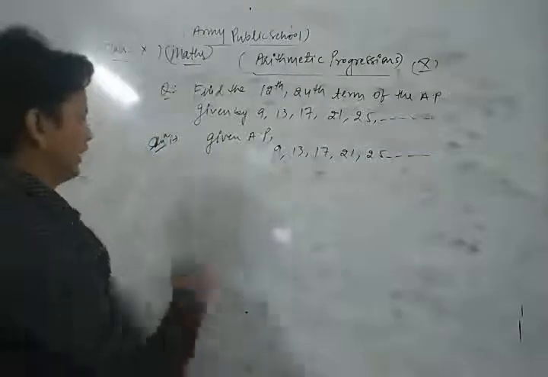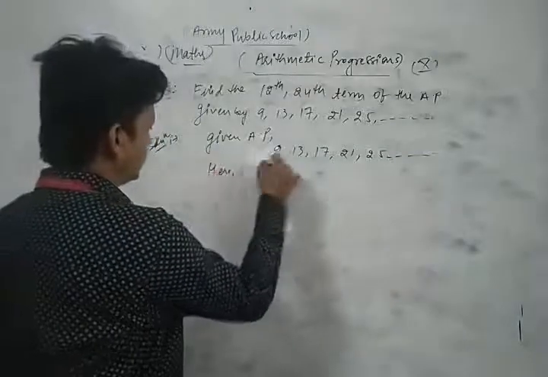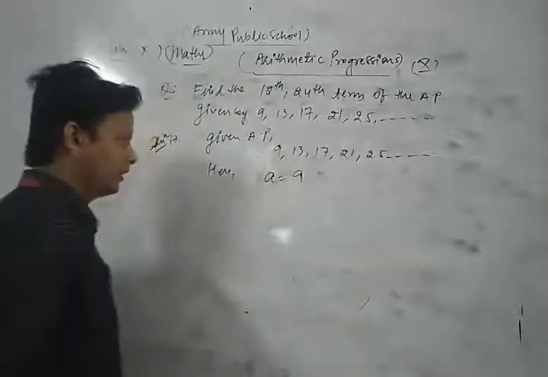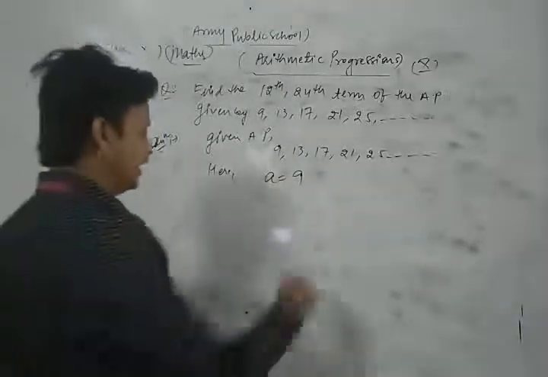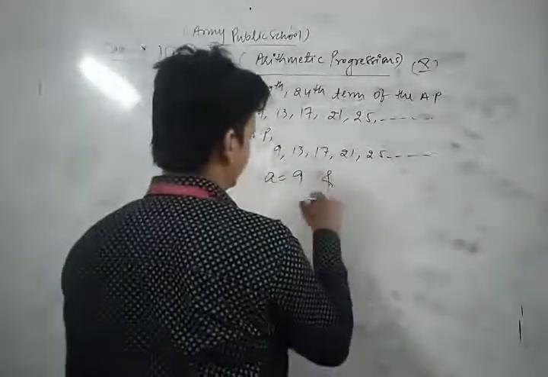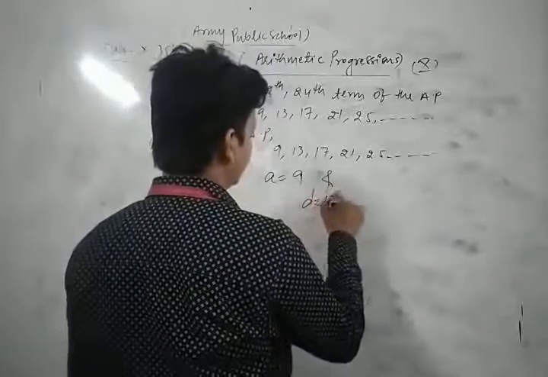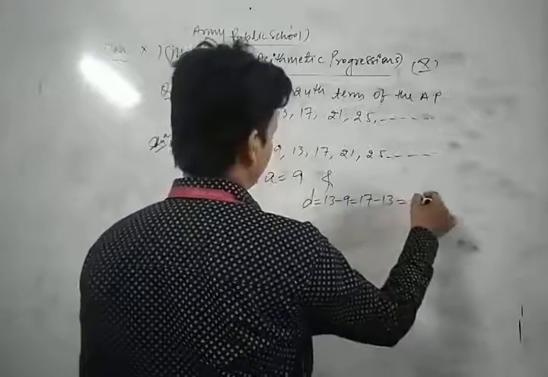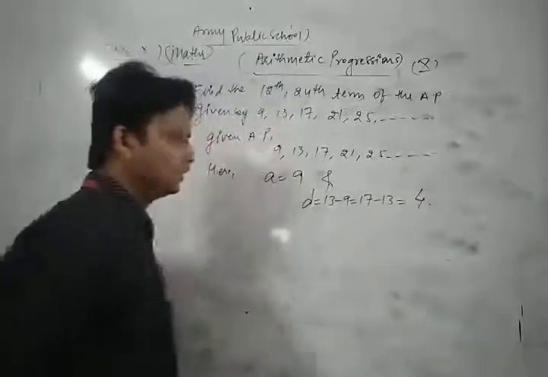Now here, the first term of the given AP is 9. So A is equal to 9, and the common difference D is 13 minus 9, or 17 minus 13, and so on, each equal to 4. The common difference is 4.